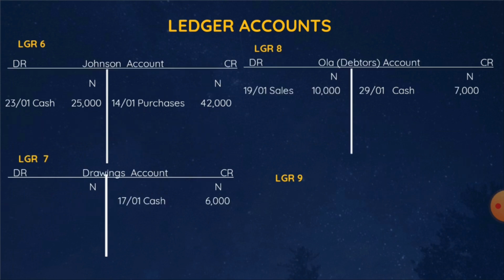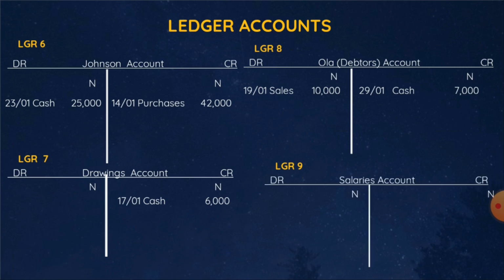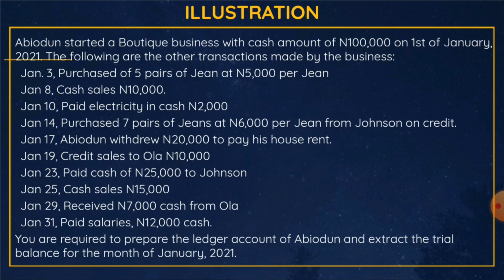So we don't have a ledger for salaries, which means we are going to create a ledger for salary, and that is going to be ledger number 9, salaries account. So we are going to debit the salaries account with 12,000 naira to complete the double entry principle for that.